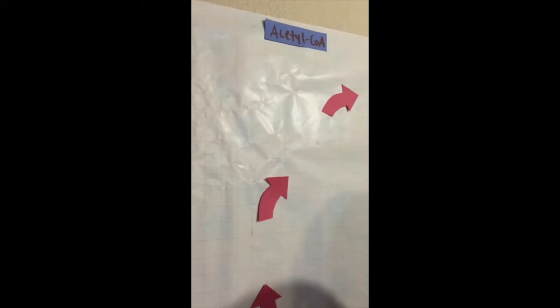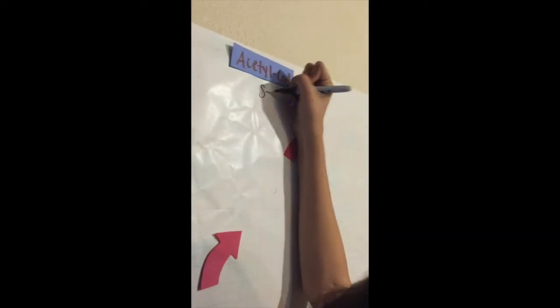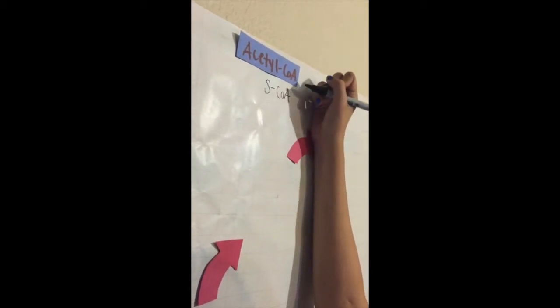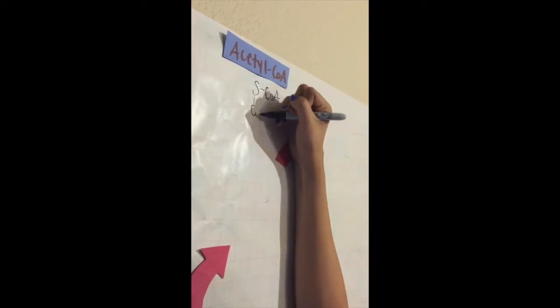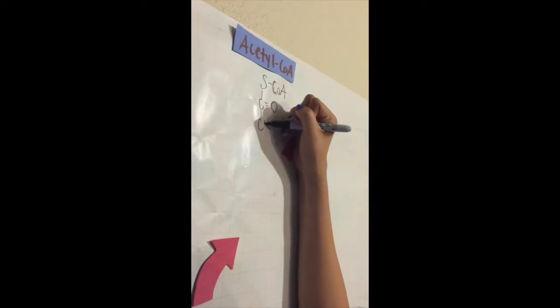In the first step, acetyl coenzyme A, which came from pyruvate oxidation, takes its 2-carbon acetyl group and adds it to the oxaloacetate, which produces citrate, or citric acid.